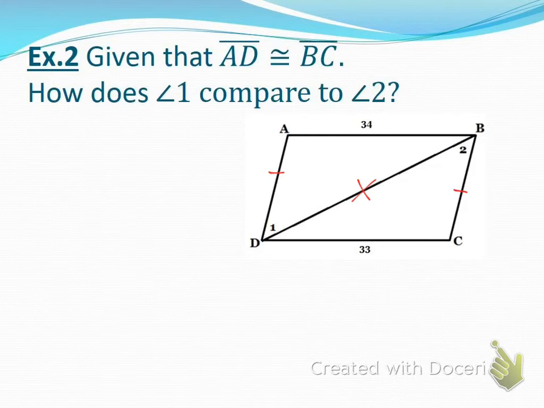When it says how does it compare, it just means angle 1 is either greater than or less than, or in some cases equal to angle 2. So how do we think angle 1 compares to angle 2? Why do you think it's greater than?